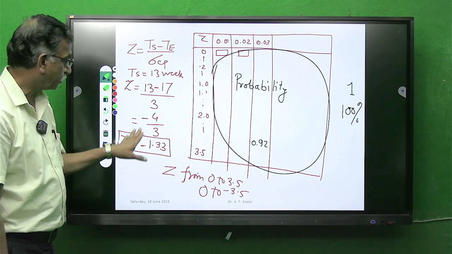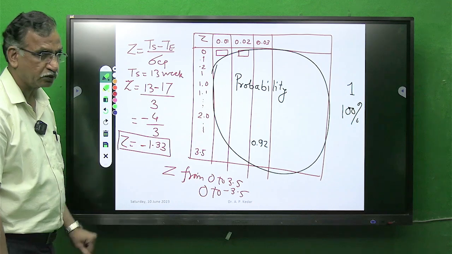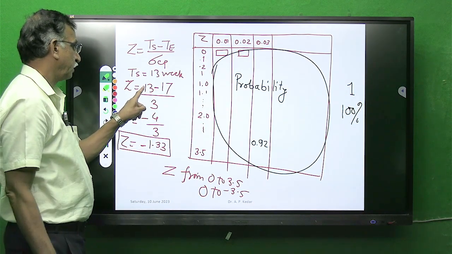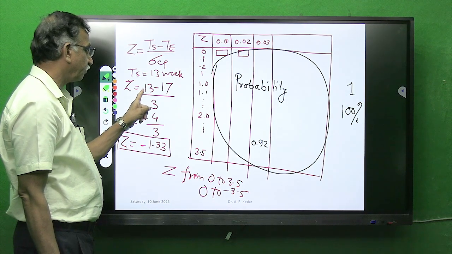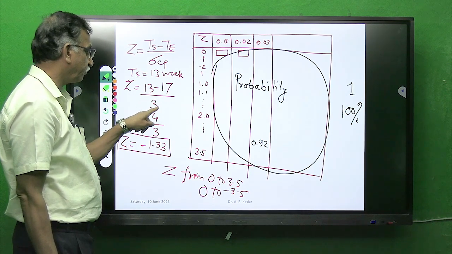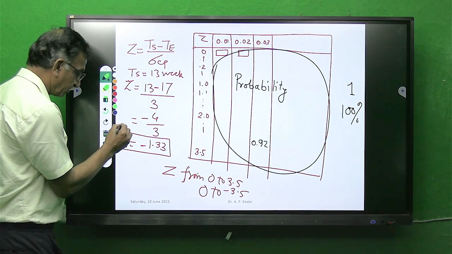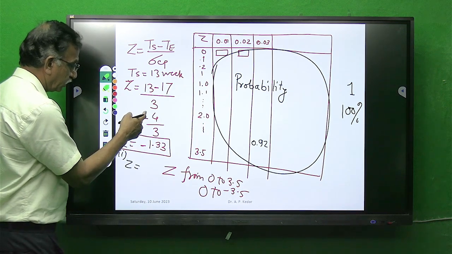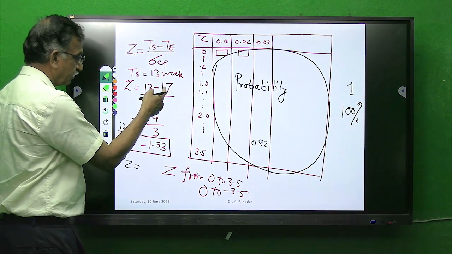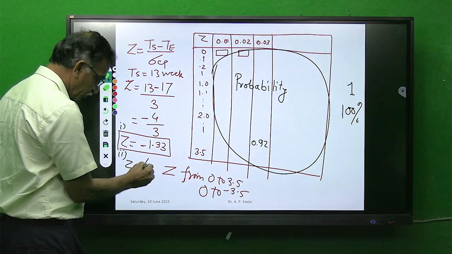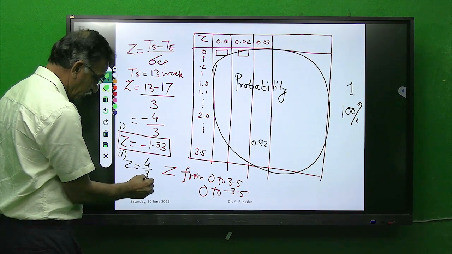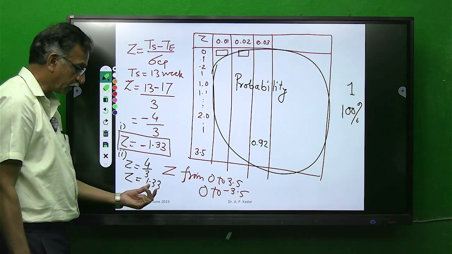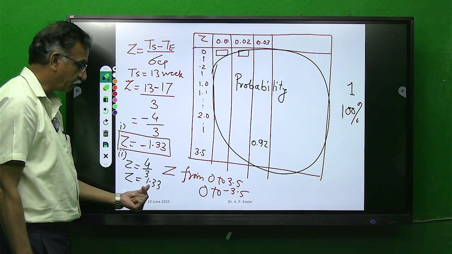Now here, for the first case, you are getting minus 1.33. In the other case, it will be 21 minus 17, which will again be 4. So for the second case you will get Z equal to 21 minus 17, positive 4. So positive 4 by 3 is 1.33. So Z is 1.33. Now suppose I get Z as 1.33.